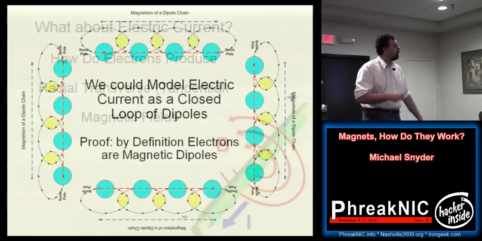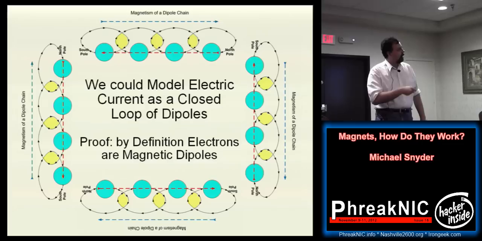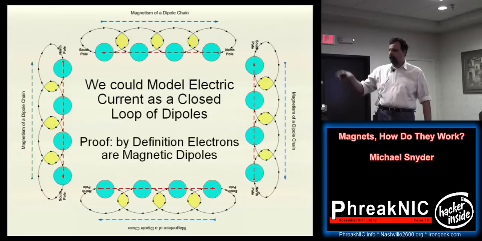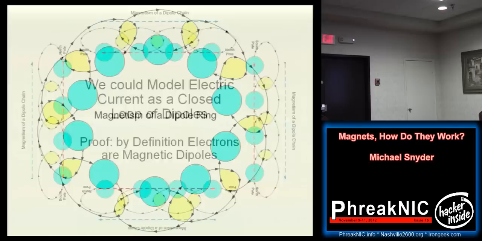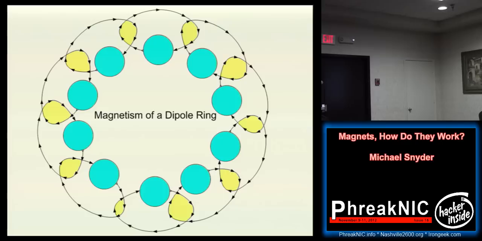Now, how could we make a circle of magnetism? Well, we could just take our dipole chain, and we'll put one this direction, one that direction, one that direction, one that direction. It's a closed loop. So we have our dipole chain. And let me grab another prop. Magnetism of a dipole ring. I give you a dipole ring. Think about this.